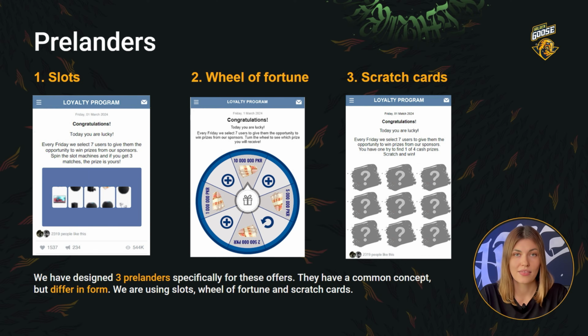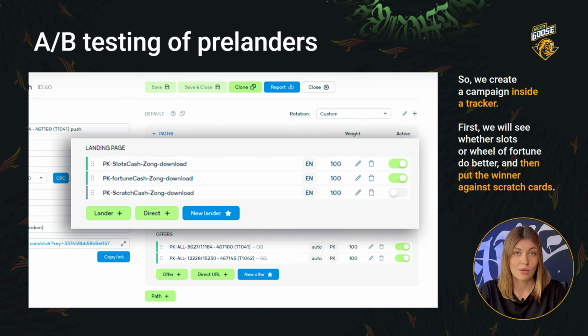As a side note, there are 4 major mobile carriers in Pakistan: Jazz, Telenor, Ufone, Zong. We don't need to test all 4, so we will go with just one. The affiliate manager at Golden Goose recommended Zong as the carrier with the most conversions. So, we create a campaign inside the tracker. First, we will see whether slots or Wheel of Fortune do better, and then put the winner against scratch cards.